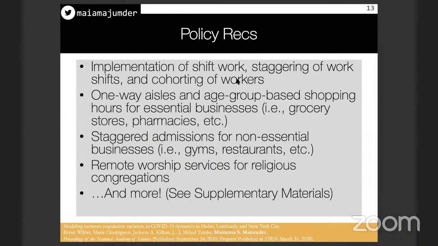Given the impact of physical distancing as a supplement to partial population sheltering, we also provided a fairly long list of policy recommendations to improve the feasibility of physical distancing in our paper. These include, but are not limited to, the implementation of shift work, staggering of work shifts, and cohorting of workers in workplaces, one-way aisles and age group-based shopping hours for essential businesses such as grocery stores, pharmacies, and so on, staggered admissions for non-essential businesses such as gyms and restaurants, and remote worship services for religious congregations. Further recommendations, including the feasibility of sheltering in place within the work from home paradigm, are elaborated upon in the supplementary materials of this study as well for anybody who may be interested.